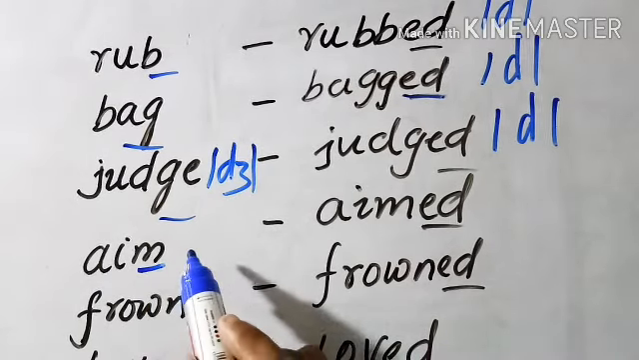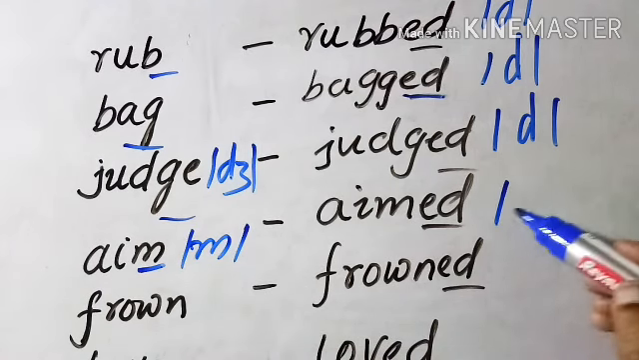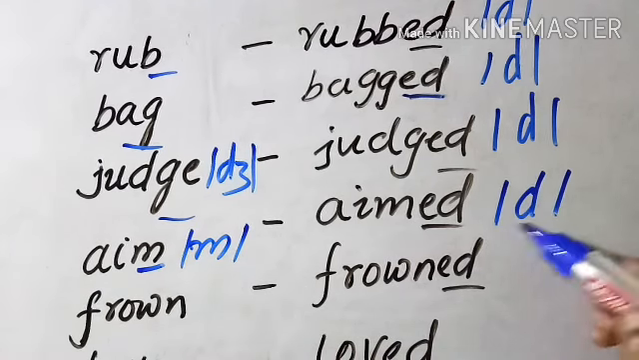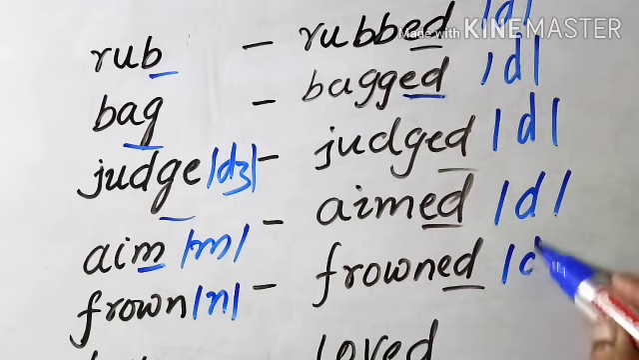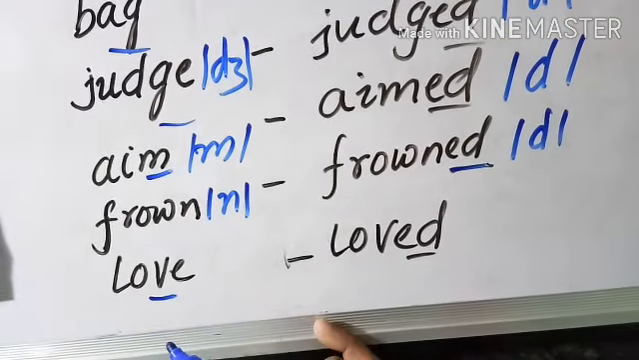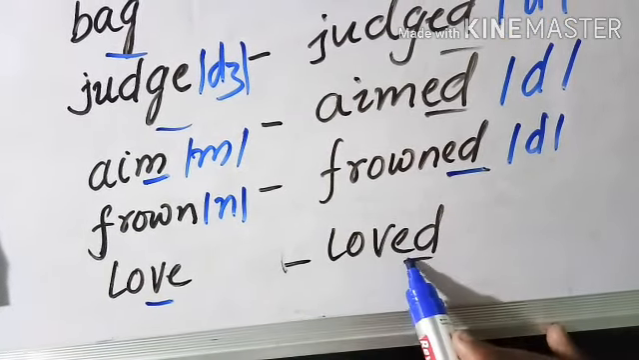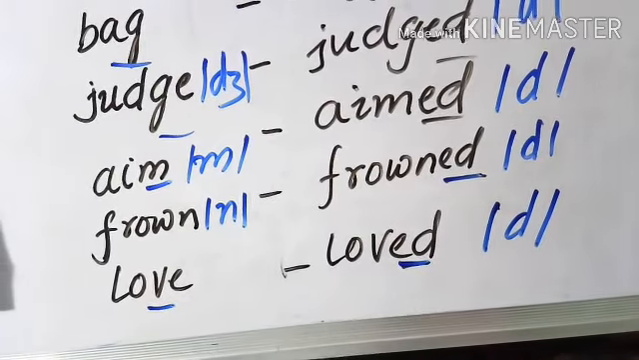This is m, voiced consonant, this is d, aimed. This is n, frown, frowned, d. This ed is d. And the last one, this one is love, v, voiced consonant. So this becomes loved, loved.